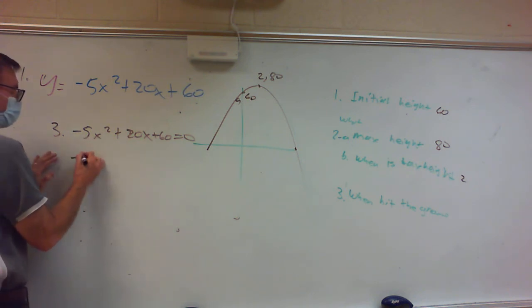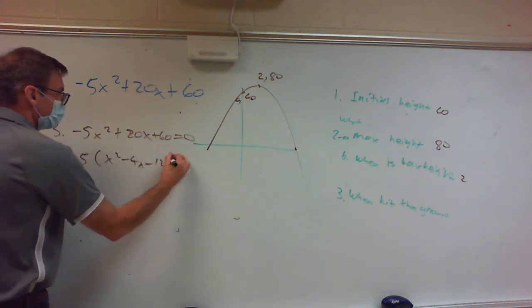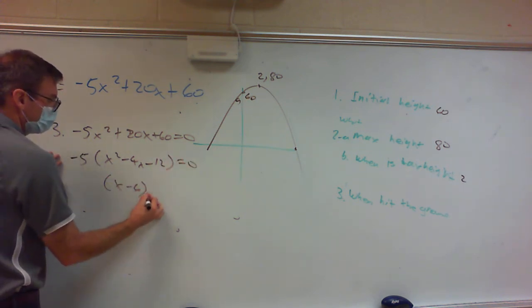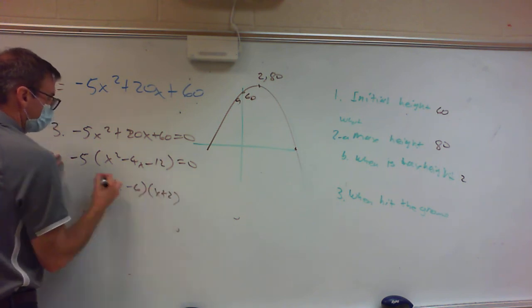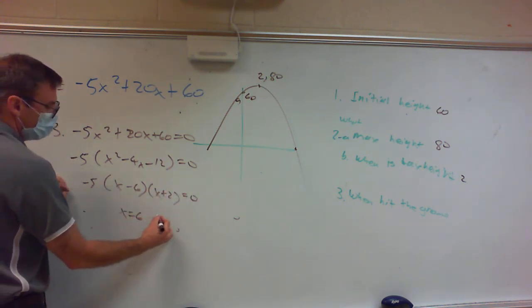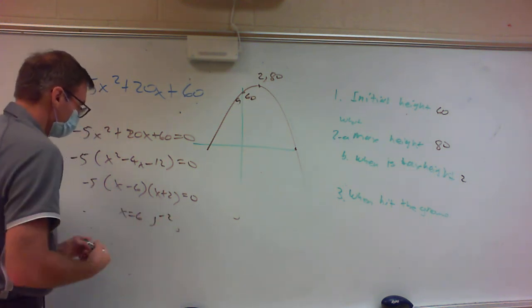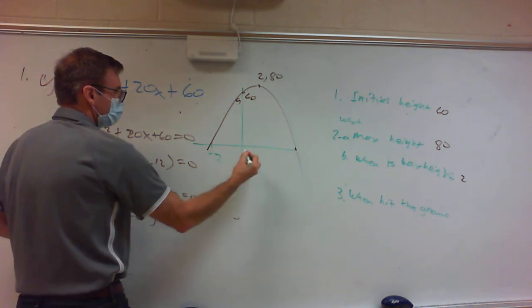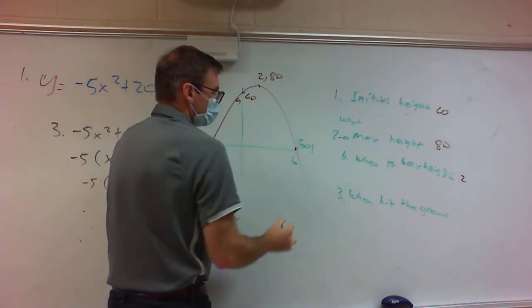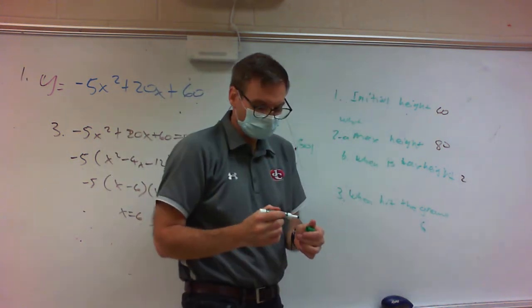So I'm going to factor out a negative 5, which gives me x squared minus 4x minus 12 is equal to 0. This gives me x minus 6 times x plus 2 equals 0. So x is equal to 6 and negative 2. What that looks like in my picture is this crosses at negative 2 and it crosses at 6. And so we can answer the question, when does the thing hit the ground? It hits the ground in 6 seconds.